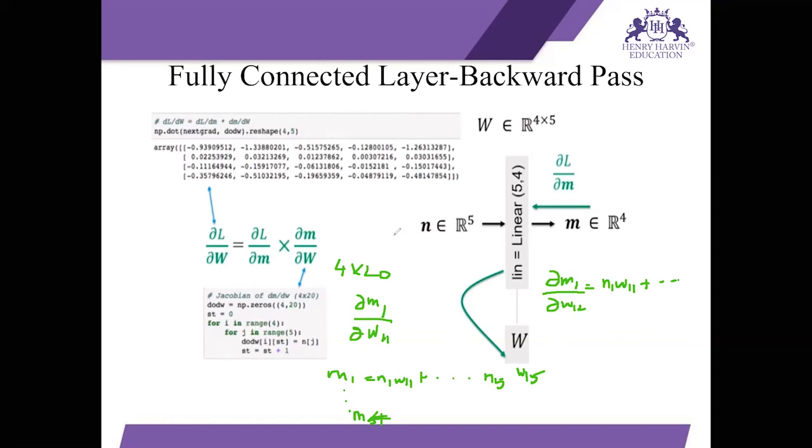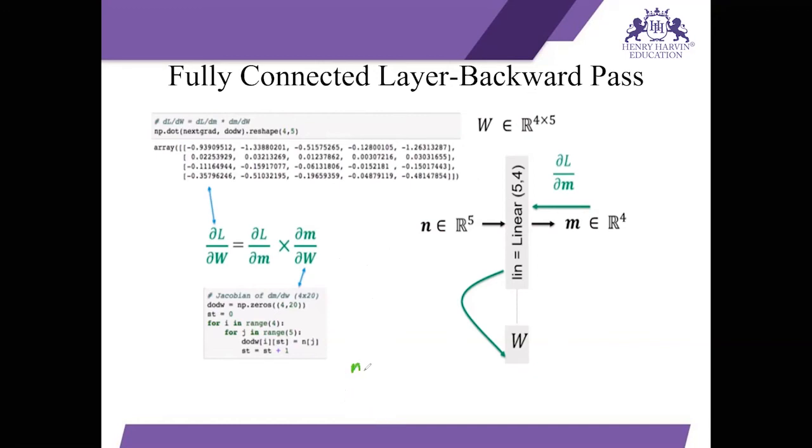So how can I write that now? M2 is equal to N1 W21 plus N2 W22 plus N3 W33 plus N4 W44. We have till N5, right? So N5 W25 plus B2. Very simple, right? This is how it goes on, so this is how we will be getting it for everything.